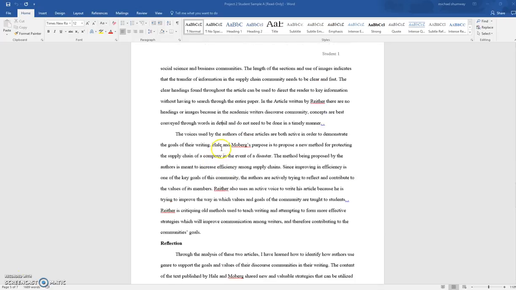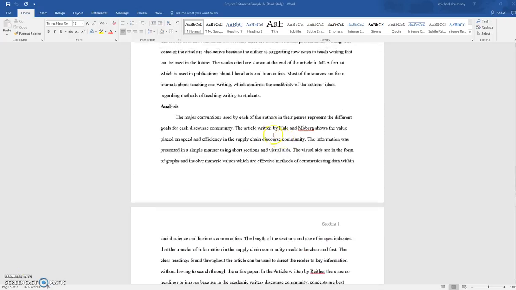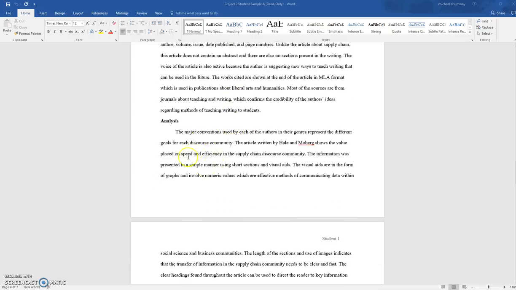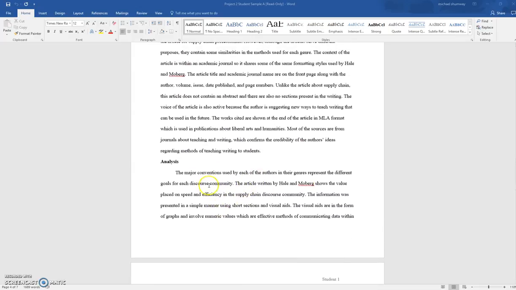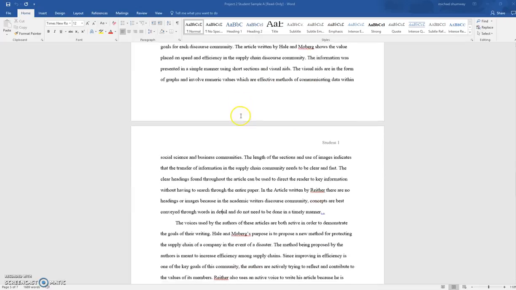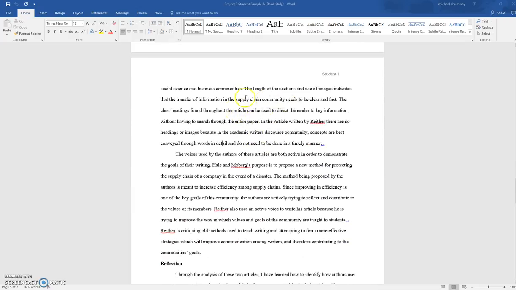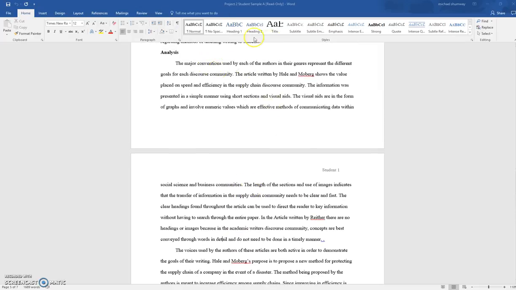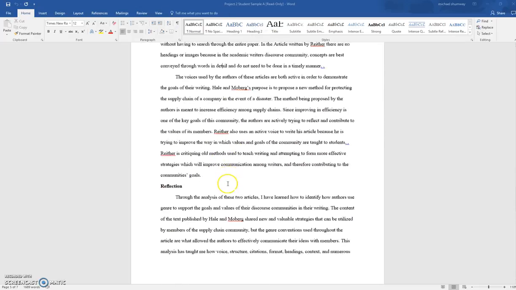That's really your goal, right? Is to tell me what the things that you identified tell you about the community. So for example, the short sections and visual aids tell me that this community wants to communicate really quickly, whereas this one doesn't. So you're telling us what all these things that you identified tell us about the community.